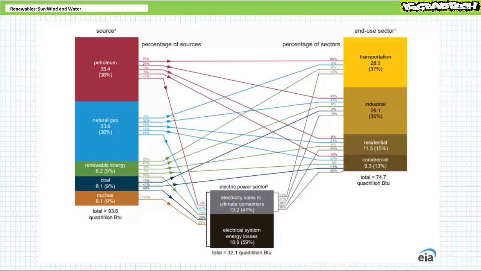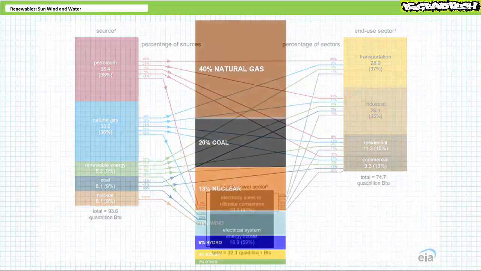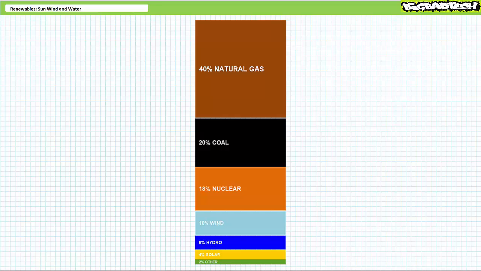If we concentrate on just the inputs to electrical power production, the mix looks something like this. 40% of the inputs to electrical power is natural gas. 20% is coal. 18% is nuclear. 10% is wind. 6% is hydro. 4% is solar. And the other is 2%, which includes biomass, geothermal, and petroleum. This is again a national mix, and understandably there are regional variations.